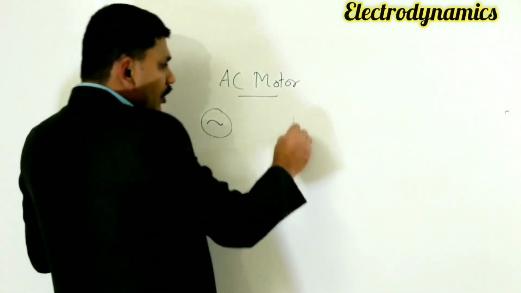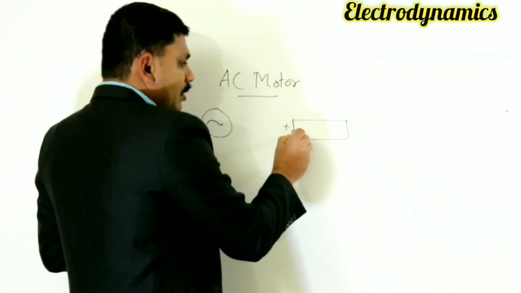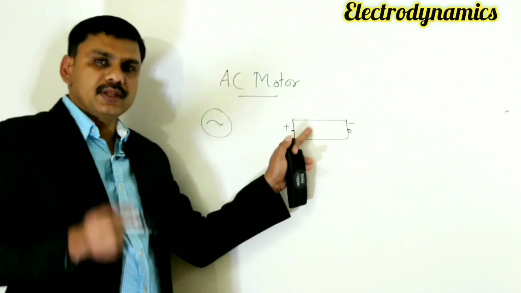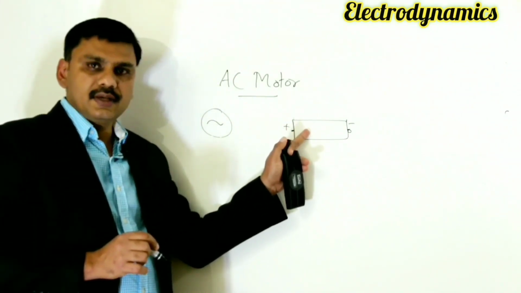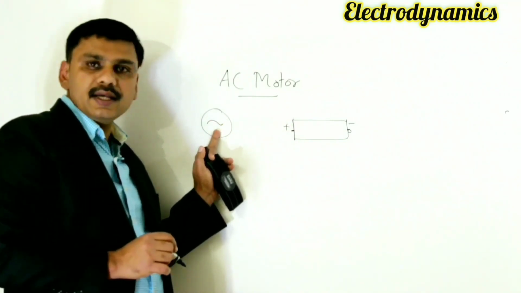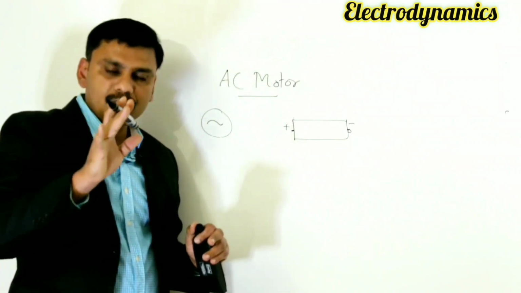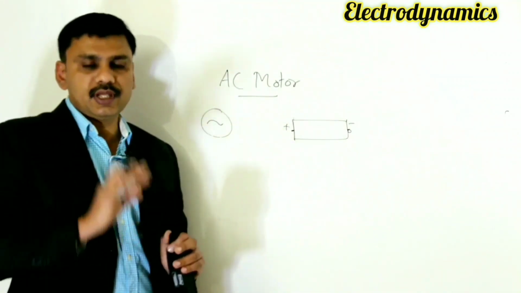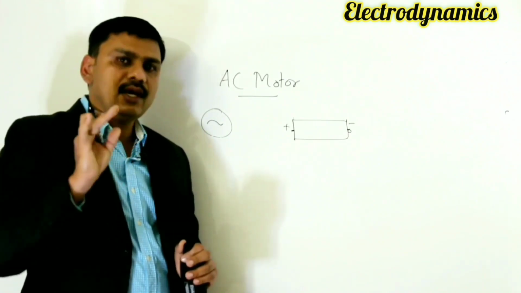Or they will give a battery energy source, plus minus. If the battery is used, that motor is known as DC motor. If this symbol is used, that is known as AC motor. Anyway, in the case of both DC motor and AC motor, there will be an energy source. That way you can identify a motor.